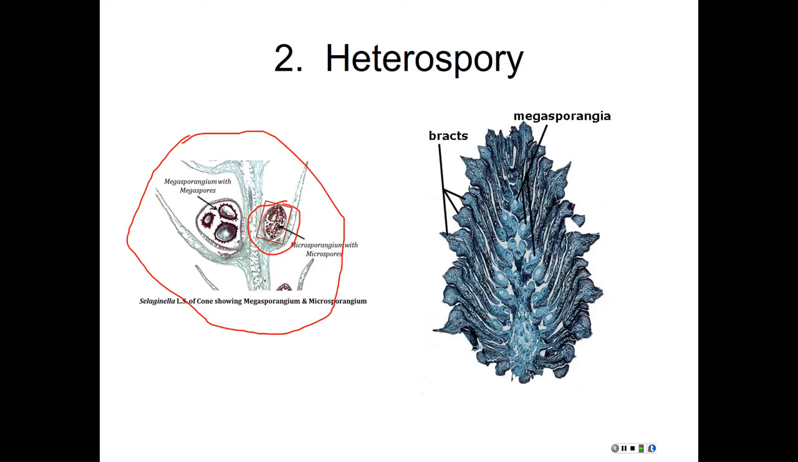Same thing with the seed plants, except, again, everything is going to be retained within sporophyte tissue. So we have a megasporangium that is producing megaspores. These megaspores, in turn, will give rise to a female gametophyte.